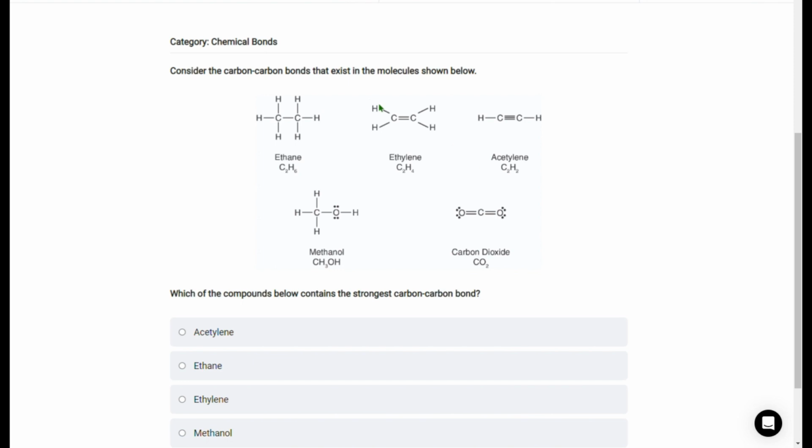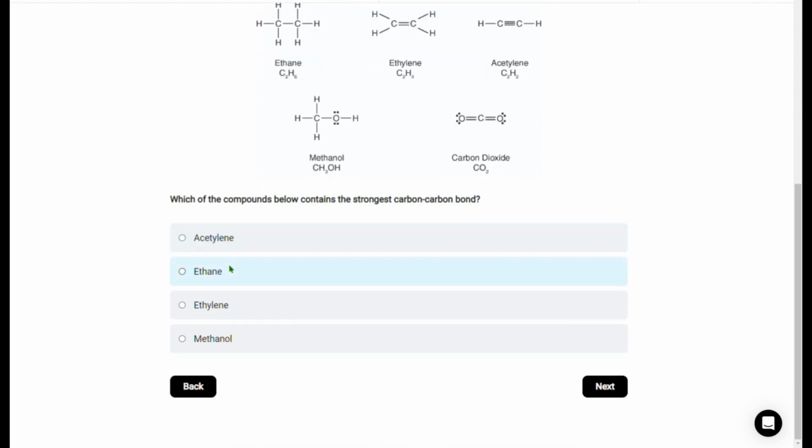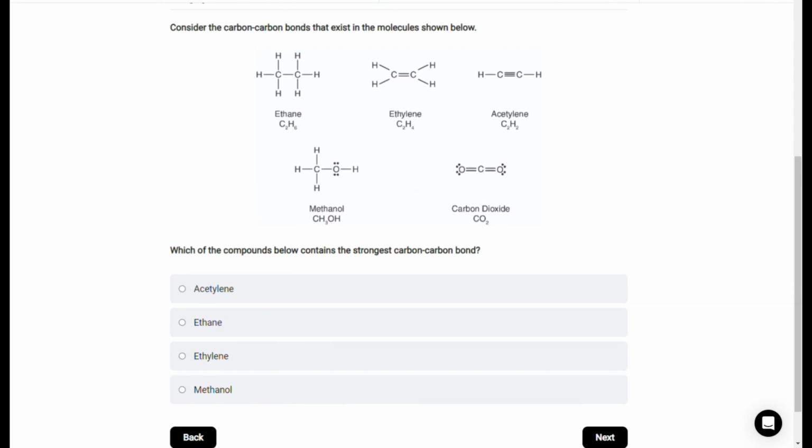Consider the carbon-carbon bonds that exist in the molecules shown below. Which of the compounds contains the strongest carbon-carbon bond? For these, we really just want to focus on the interactions of the main central carbons here. We can rule out that any carbon that is not bonding with a carbon, such as methanol, is not going to be the answer. Additionally, a single bond isn't that strong. This one also isn't bonding with a carbon, so it's probably not going to be the answer. Then it really just comes down to understanding what bonds are.